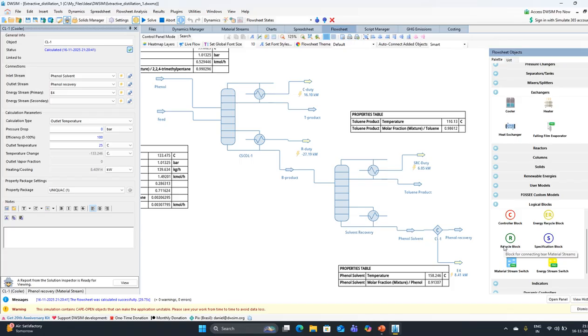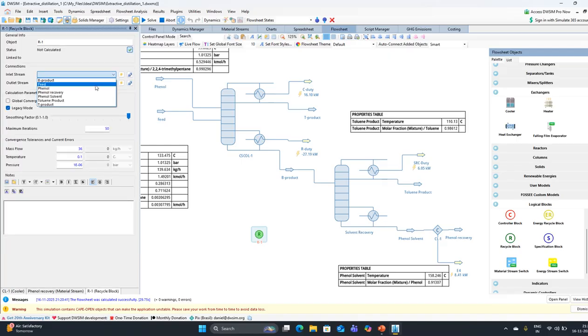This recycle block will take care of whatever we are recycling in a continuous process. It will solve the equation that what comes in minus what goes out should equal 0, and in that way it will iterate this flow sheet, change a few parameters, and make it a steady state process. So all these equations are put in this recycle block as a logical block, and this will solve the non-linear equation for us. So I will put a recycle block here; the inlet stream will be phenol recovery and the outlet stream will be phenol. Now you will see two lines are generated.